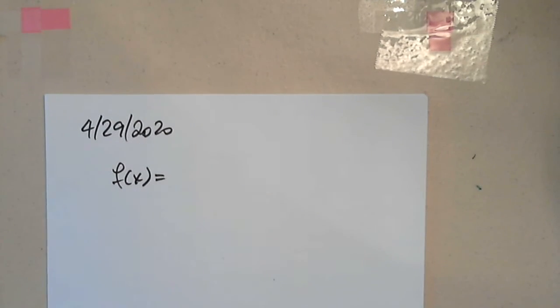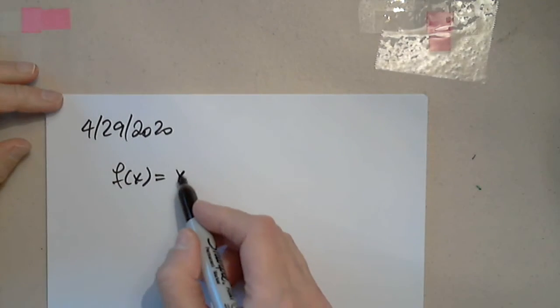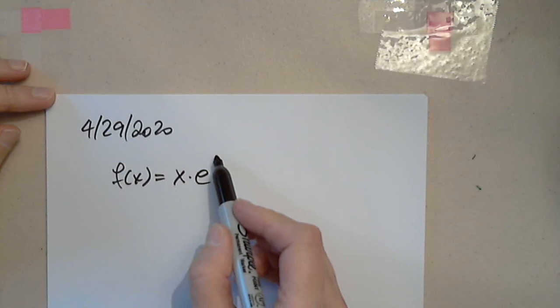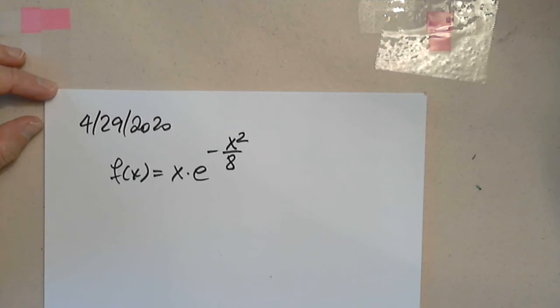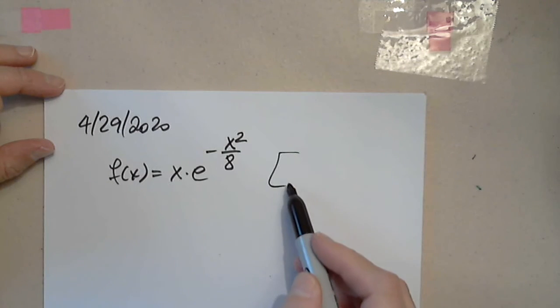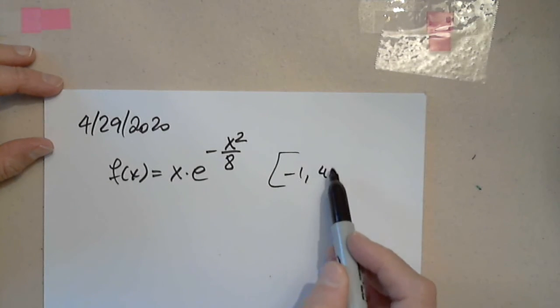So it's x times e to the negative x squared over 8. And are we given an interval or not? Yes, it's from -1 to 4. Okay, perfect.